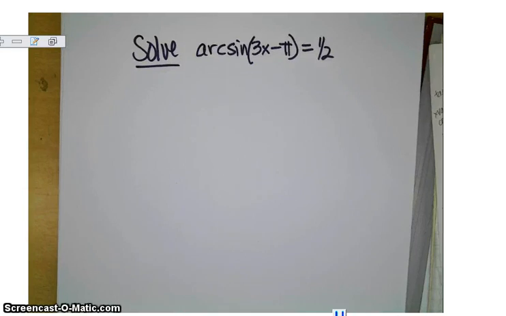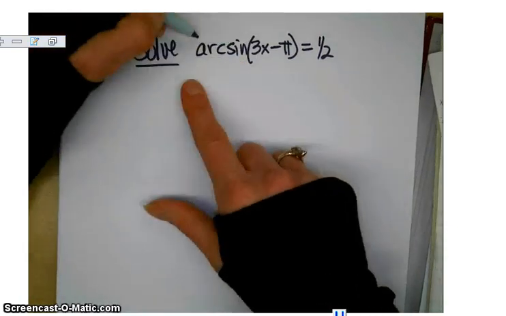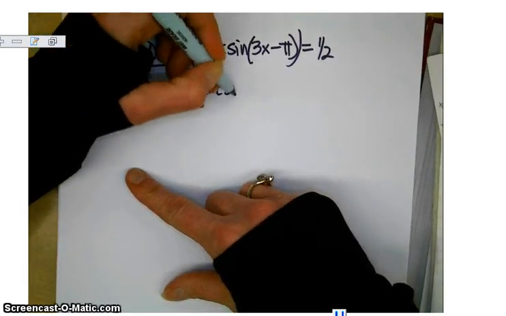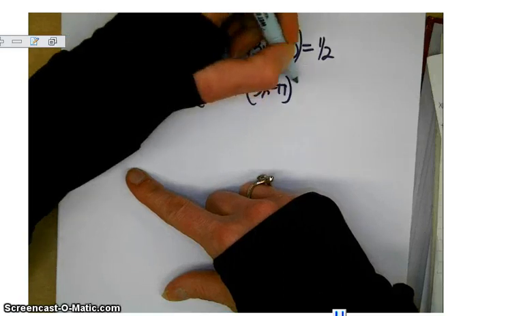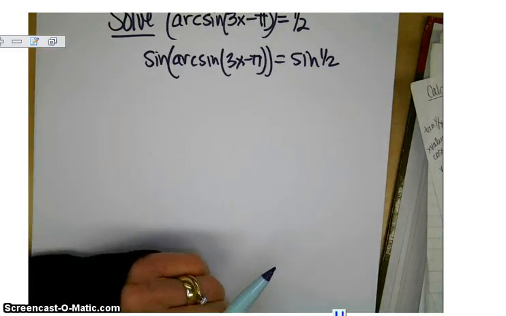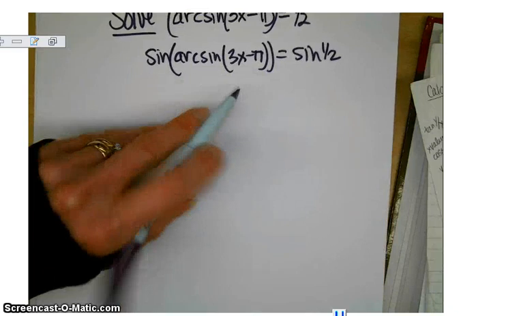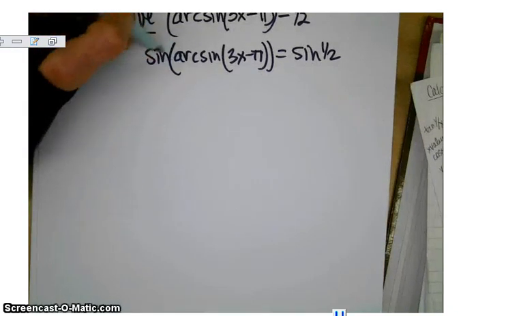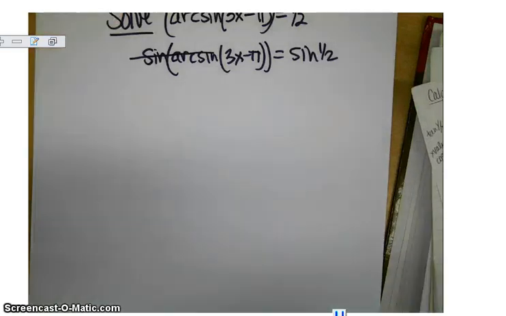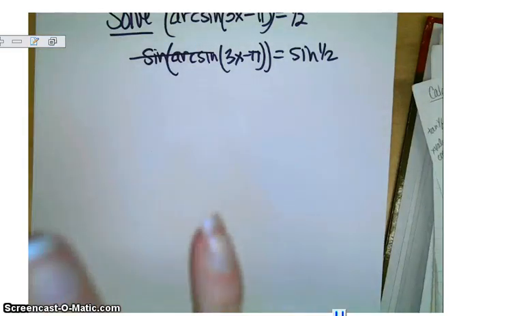So what are we trying to get by itself then? The x. So I just use inverse operations. Very good. I want to get rid of the arcsine, I take the sine of both sides. So I'm going to take the sine of the arcsine of 3x minus pi equals the sine of 1/2. Okay, so what is the sine of the arcsine of 3x minus pi? It's 3x minus pi, because the sine and the arcsine being inverses cancel. Just like subtracting and adding a number cancel each other out, right? That's what inverse operations do.